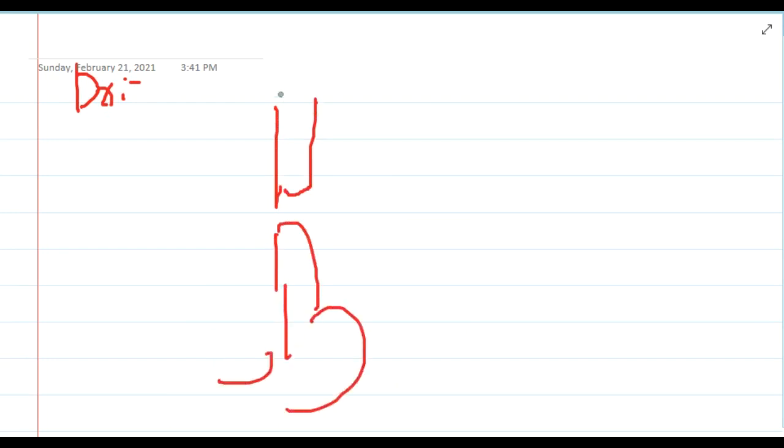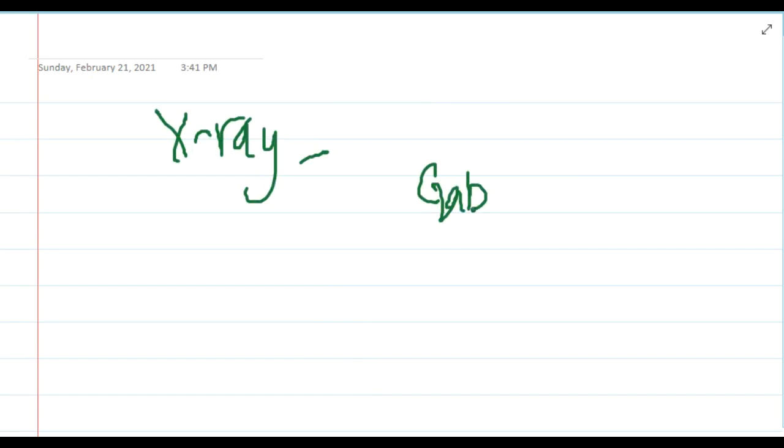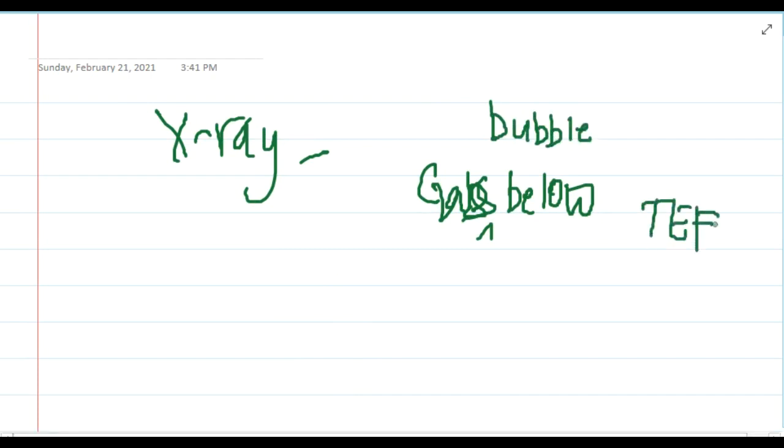Then in the diagnosis, there is inability to pass a nasogastric tube into the stomach. If we are not able to pass a nasogastric tube into the stomach, then it is definitely tracheoesophageal fistula. Then on X-ray, if there is a gas bubble below the diaphragm, then it is definitely tracheoesophageal fistula.